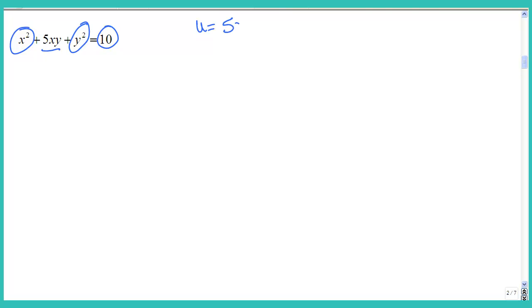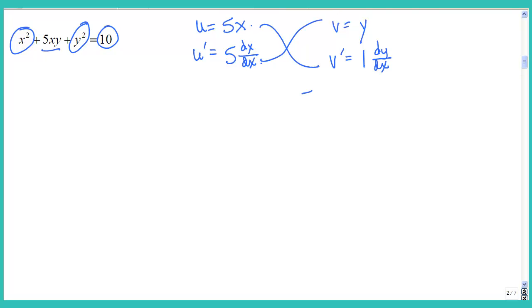You can put the 5 with the x or the y, it really doesn't matter. So as I take the derivative, this is going to be 5 dx/dx, because the variable is x and we're deriving with respect to x. The derivative of y is 1 dy/dx. Our variable is y, we're taking the derivative with respect to x. So we take the product rule, so we would have 5x times 1 times dy/dx plus 5y dx/dx.